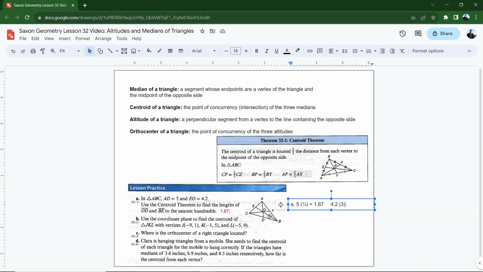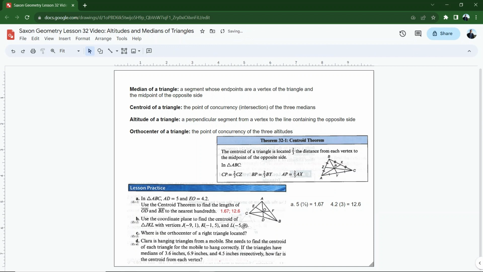This is 2/3 of the length. This is 1/3. 4.2 times 3 is 12.6. Let's see if we got that one right. All right, let's move on to more fun things.